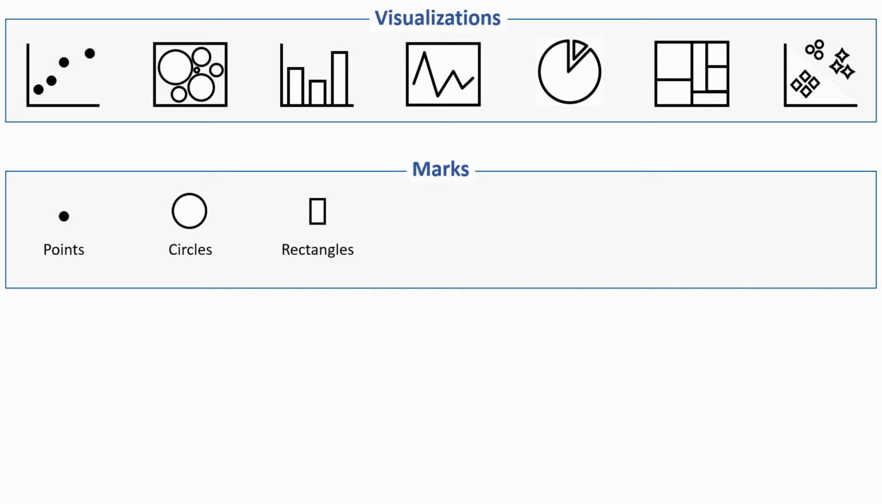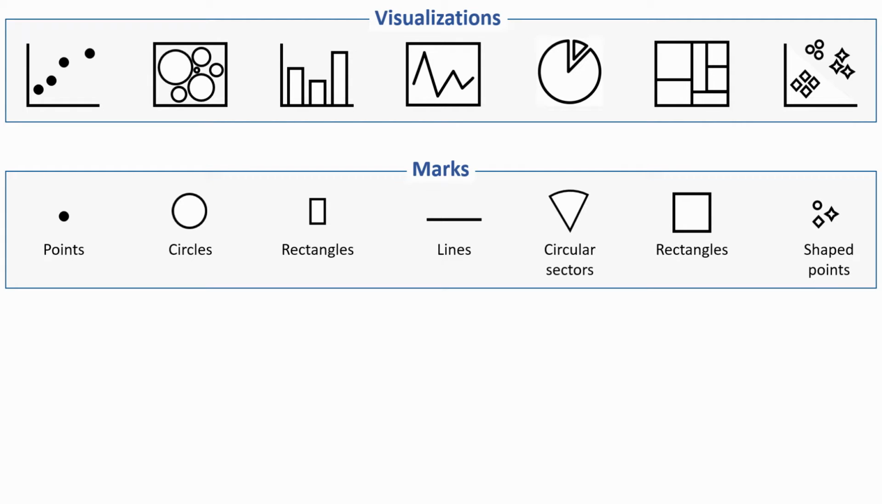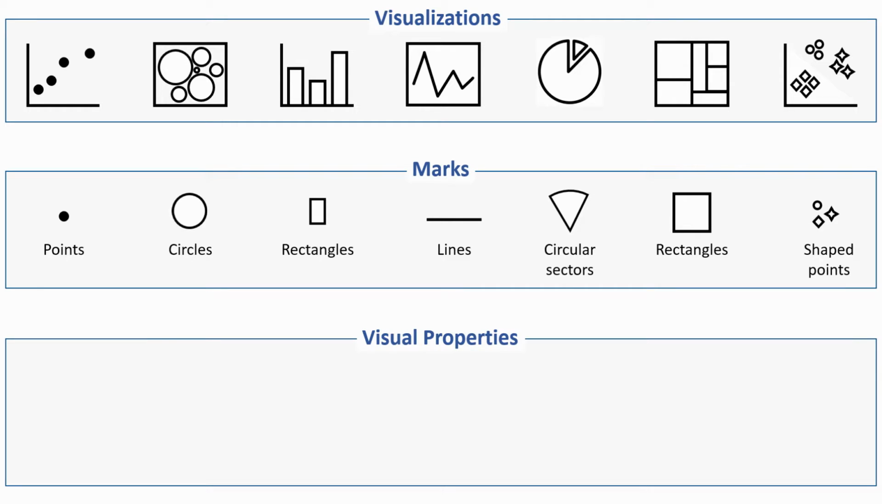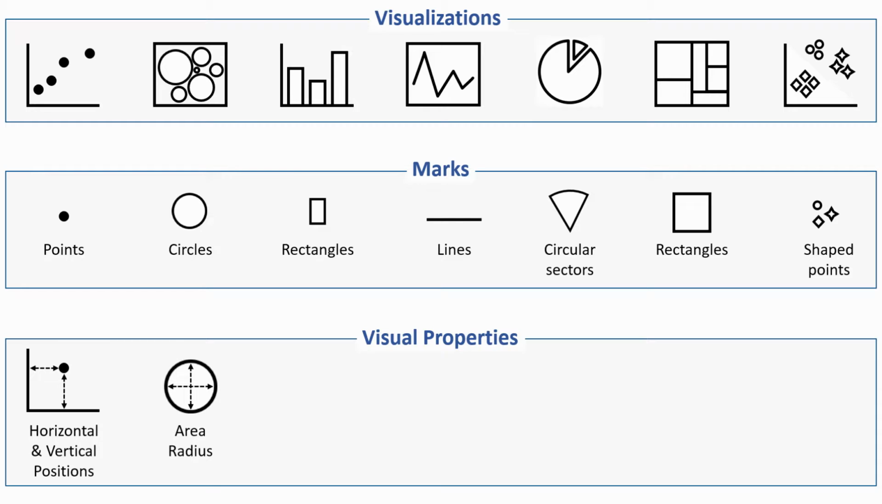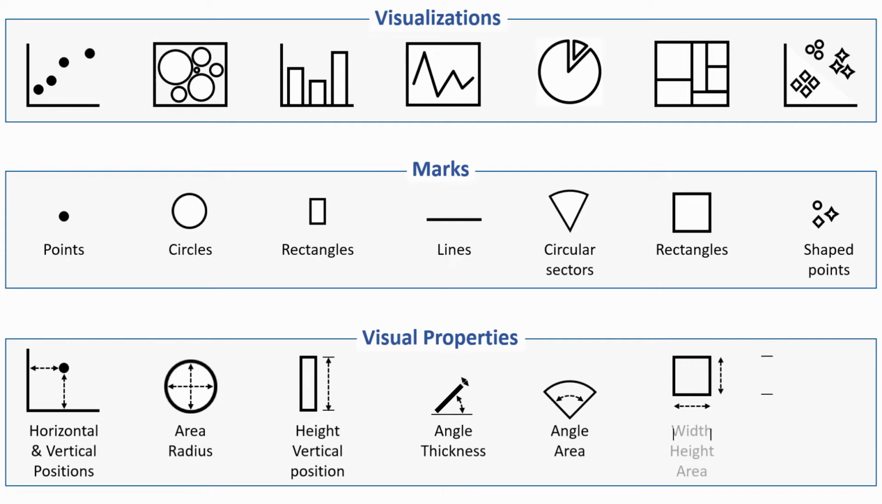All the other visualizations are built by other types of marks, such as lines, circular sectors, rectangles, or points with specific shapes. Marks are important because we use their properties to communicate or encode specific attributes of our dataset. For example, scatter plots locate points around a specific reference system using points' horizontal and vertical positions. Bubble charts encode information in the area or the radius of their circles, and bar charts use the heights of their rectangles. Other properties we can use are angles or thickness, width or shape.